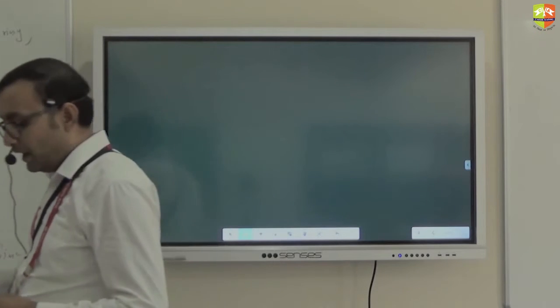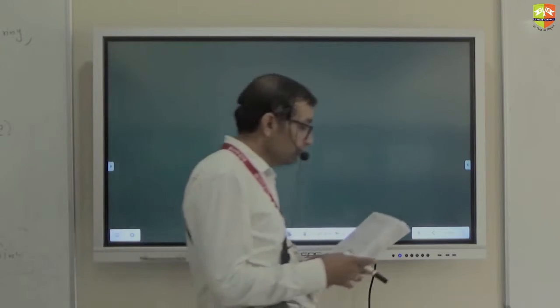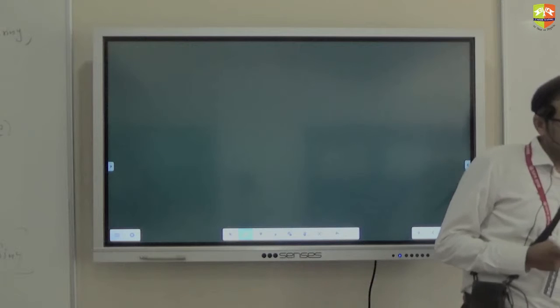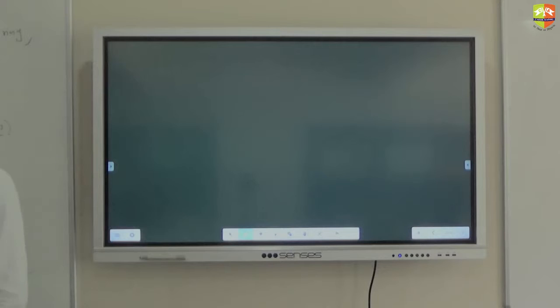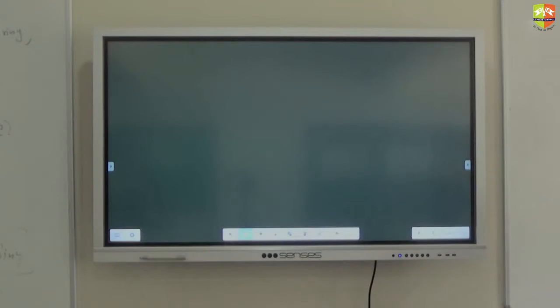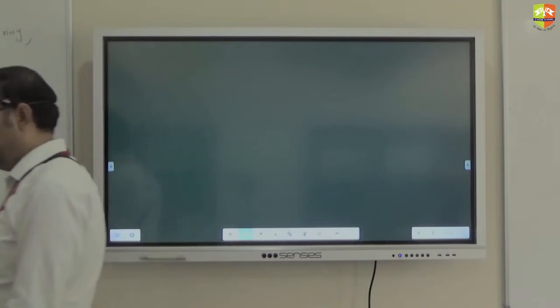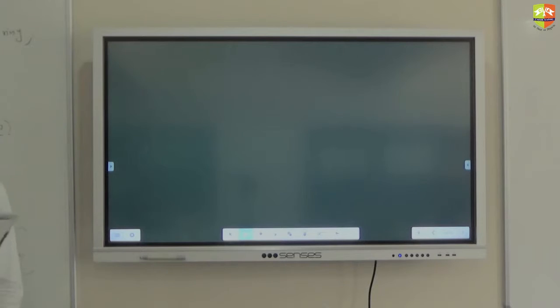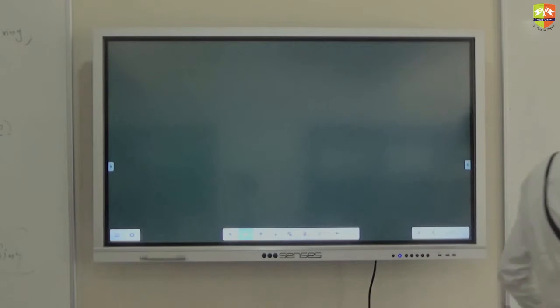While you listen to the question, try drawing the diagram yourself. A particle moving with uniform acceleration from A to B along a straight line has velocities V1 and V2 at A and B respectively. C is the midpoint between A and B. Determine the velocity of the particle at C.